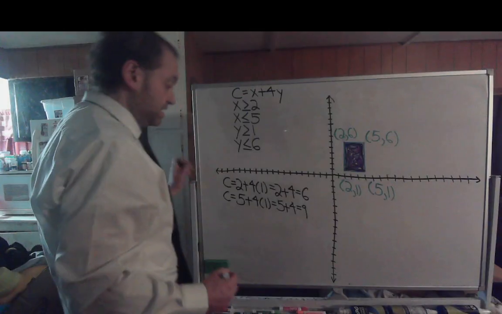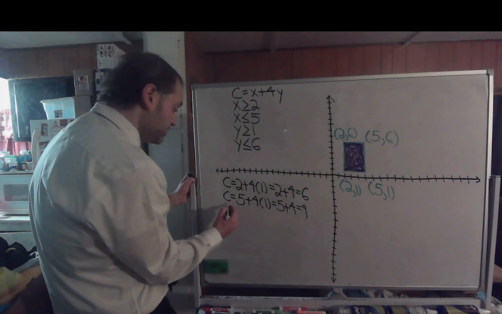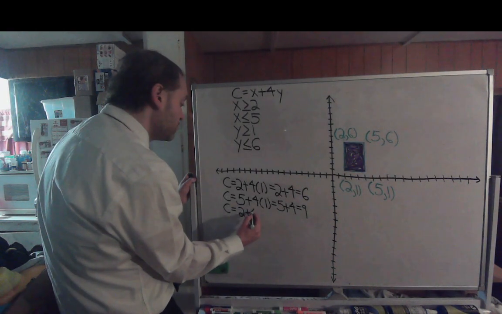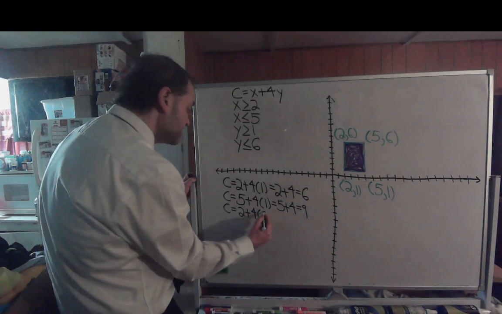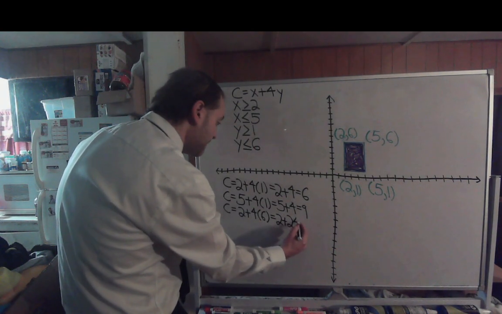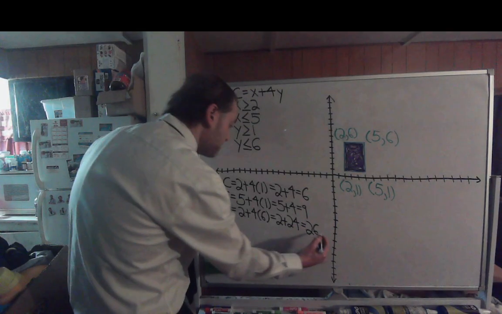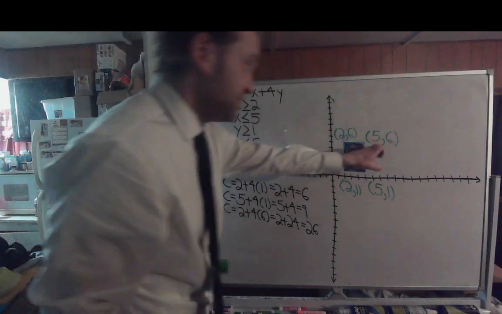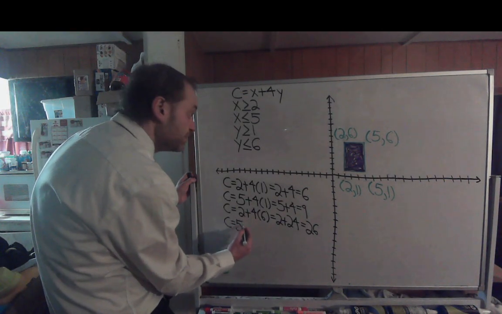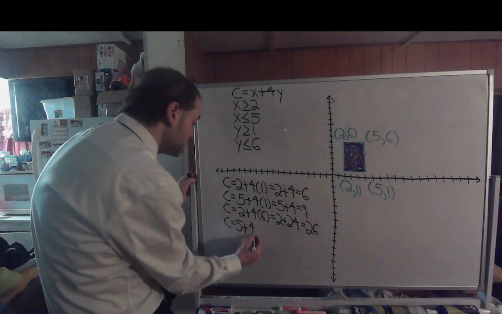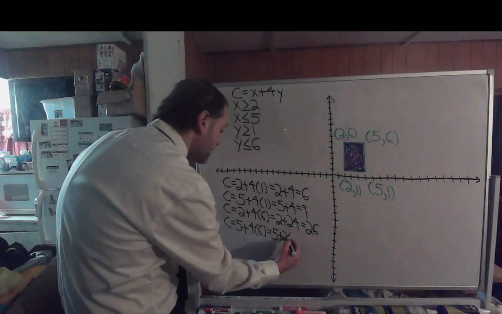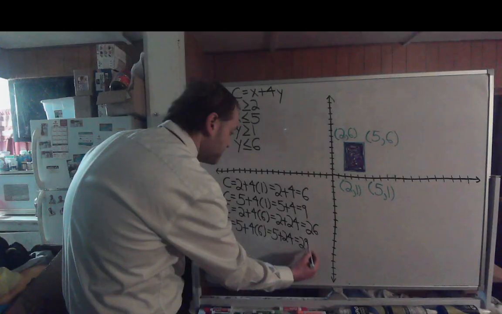And then, let's put in 2, 6 into our function here. C equals that x value of 2 plus 4 times that y value of 6, which would end up equaling 2 plus 24, which would give you 26. And then put in 5, 6 into your objective function. So c would equal the x value of 5 plus 4 times your y value of 6. Well, that'd be 5 plus 24, which would equal 29.